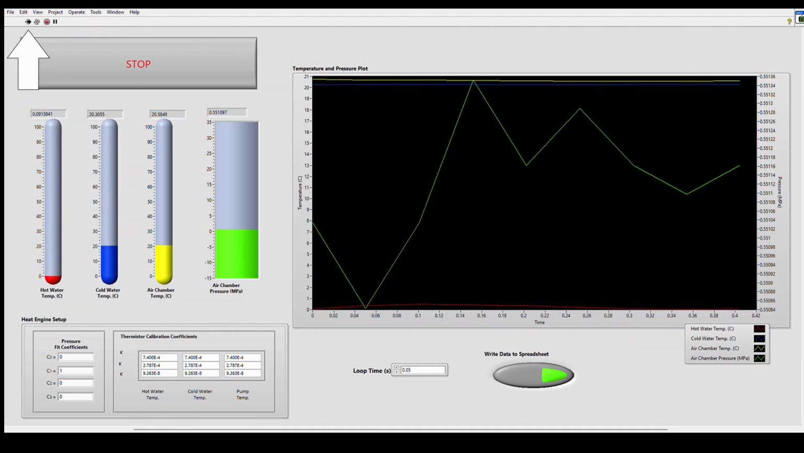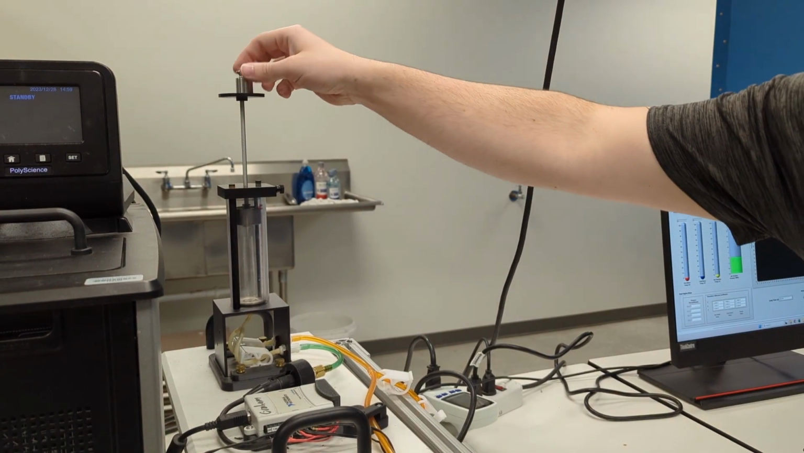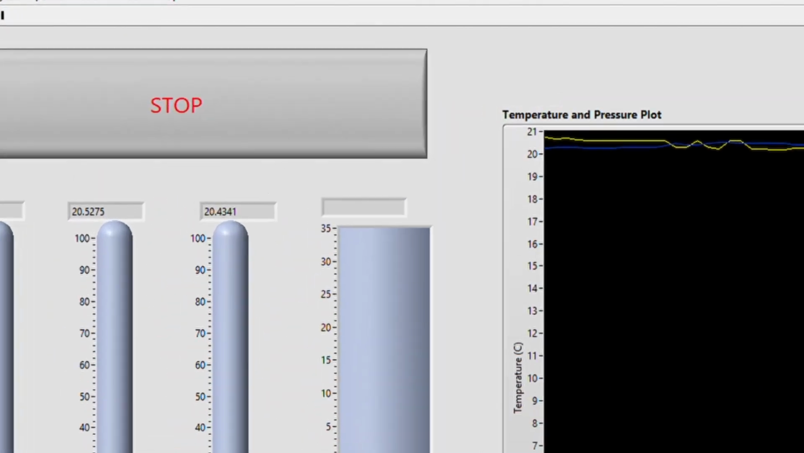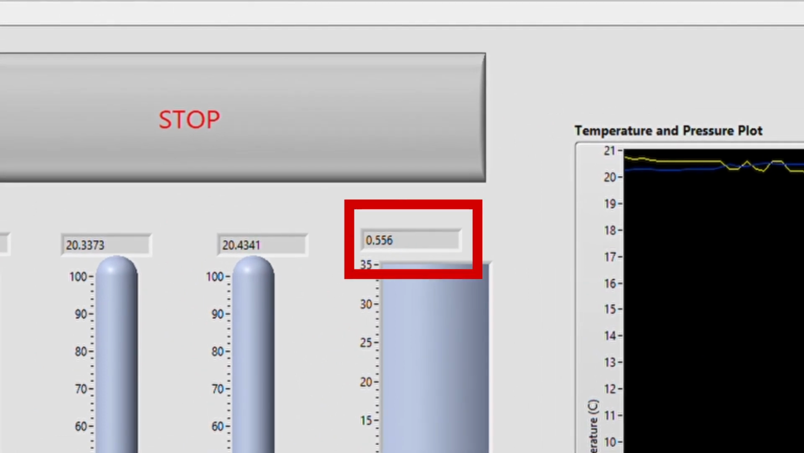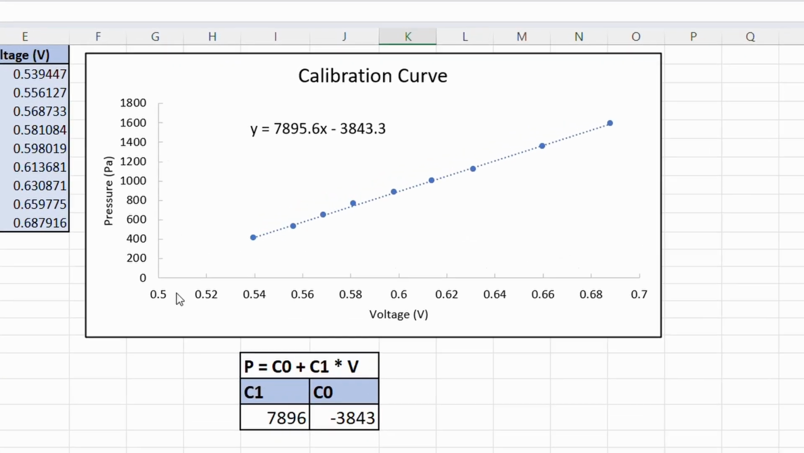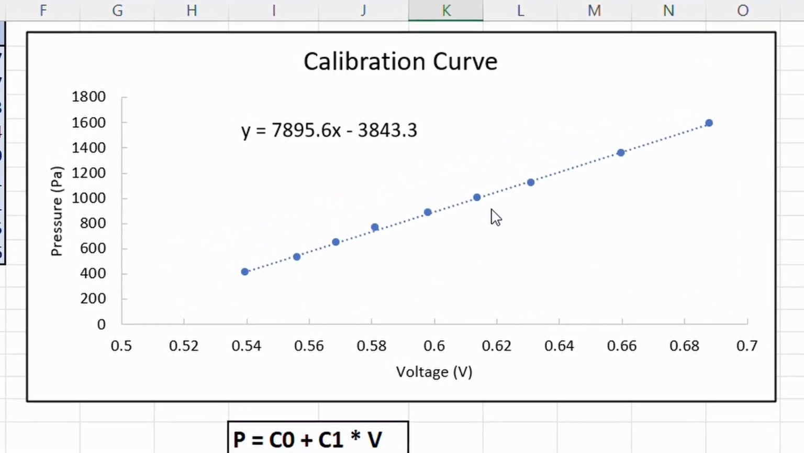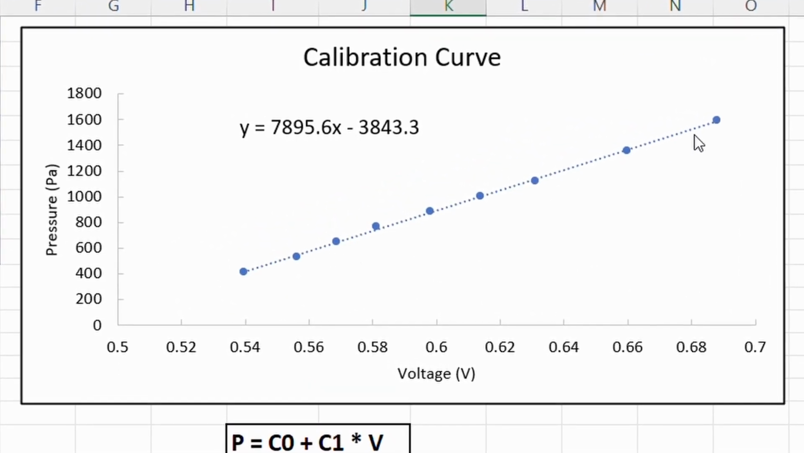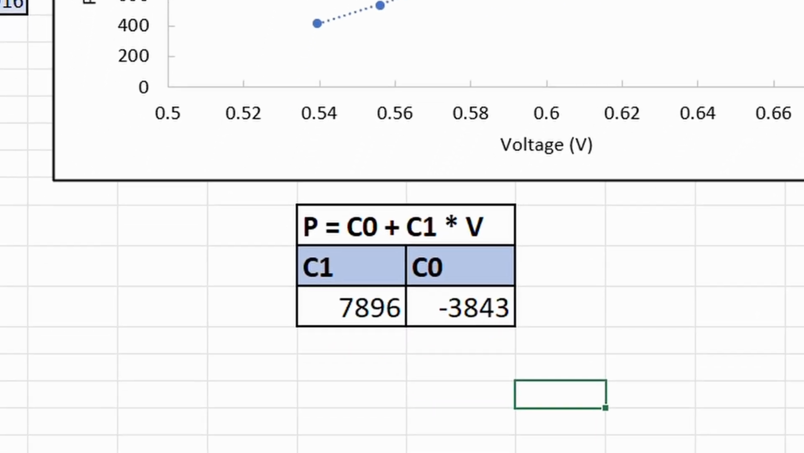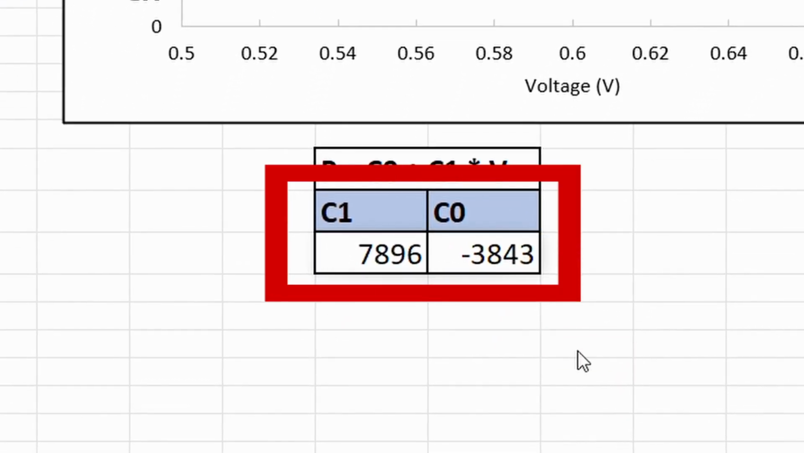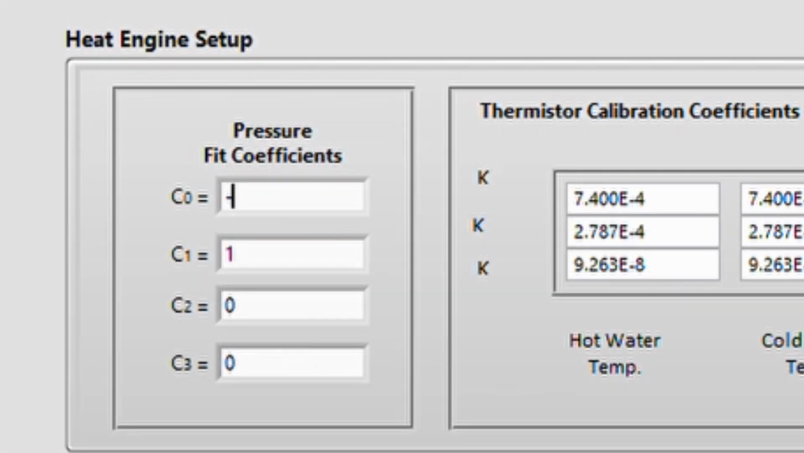Start the LabVIEW VI. Place masses ranging from 10 to 100 grams on the piston and record the corresponding voltages from LabVIEW in the calibration curve spreadsheet. After collecting calibration measurements, confirm that there is a linear relationship between voltage and pressure in the calibration curve spreadsheet. Enter the C0 and C1 values from the calibration curve spreadsheet into LabVIEW so that the pressure can now be read in pascals. The C0 value should be negative and the C1 value should be positive.